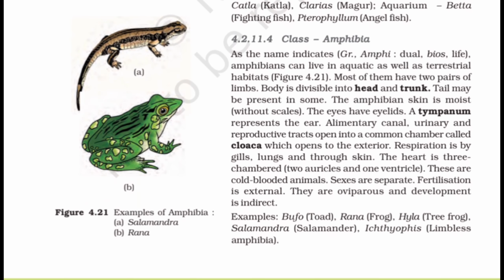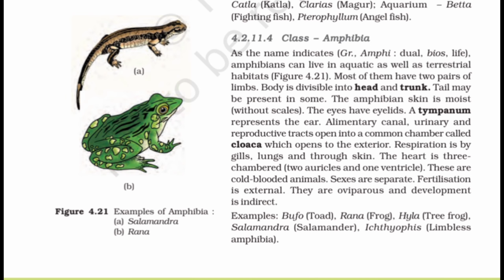So let's move on to the class Amphibia. As the name indicates, Amphi means dual and bios means life. Amphibians can live in aquatic as well as terrestrial habitats, as in figure 4.21, which is the example of Amphibia. A represents Salamandra and B represents Rana.